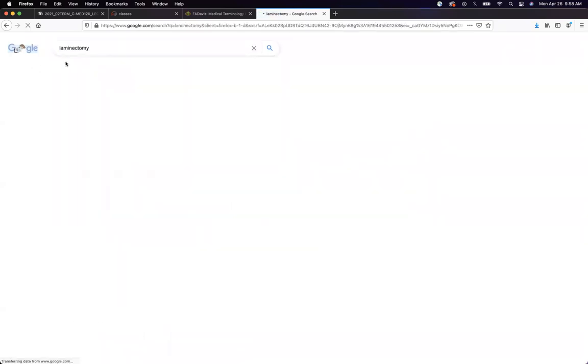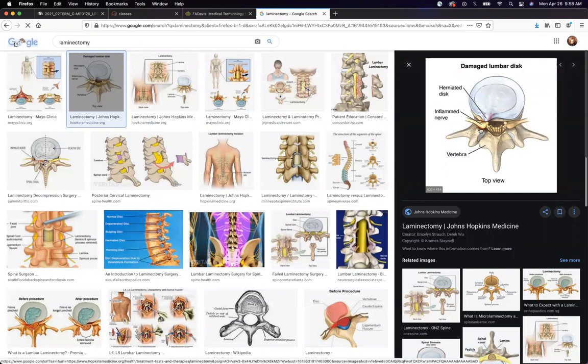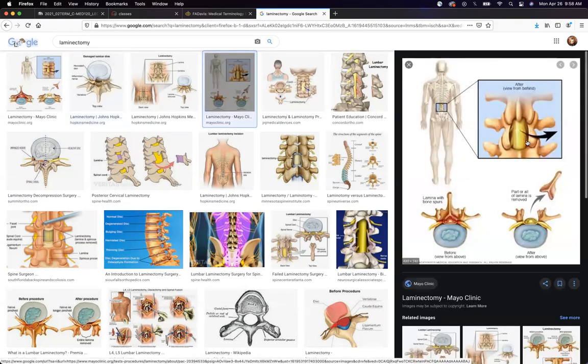Laminectomy. There you go. So if I'm looking at a typical vertebra, the lamina is like these things that are sticking out. Sometimes they either have bone spurs or they start impinging on a nerve here. So we take it out. It's very, very delicate. We have to take it out because all of this is going to get messed up.